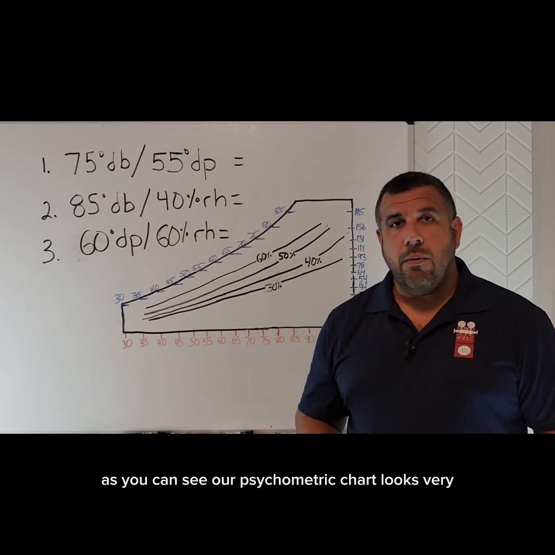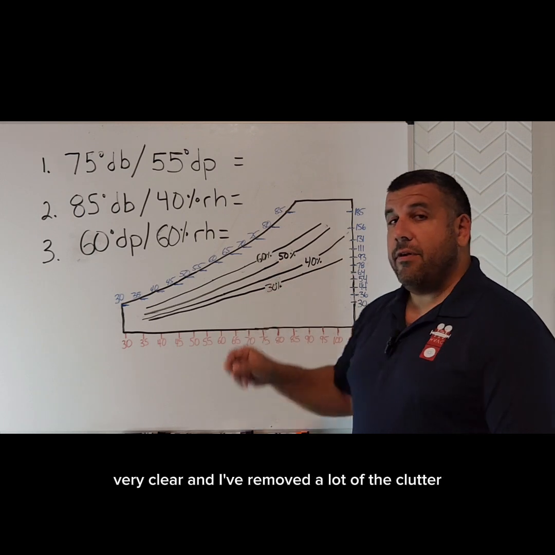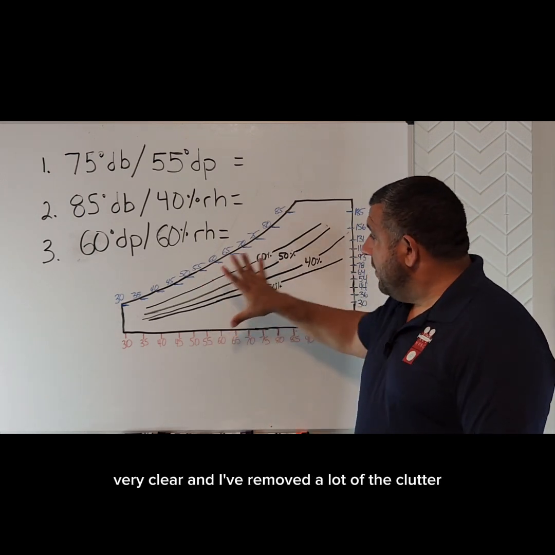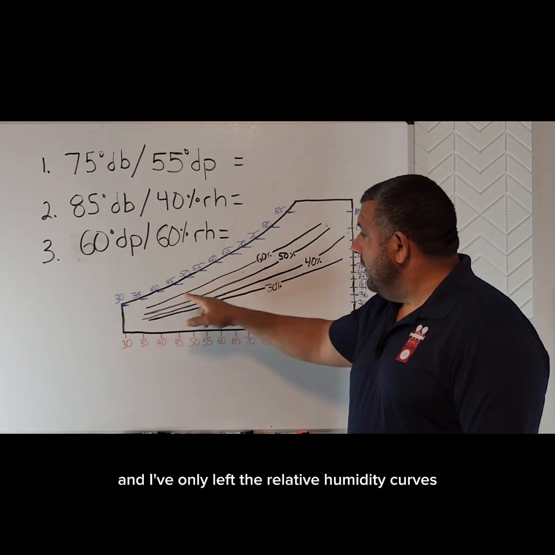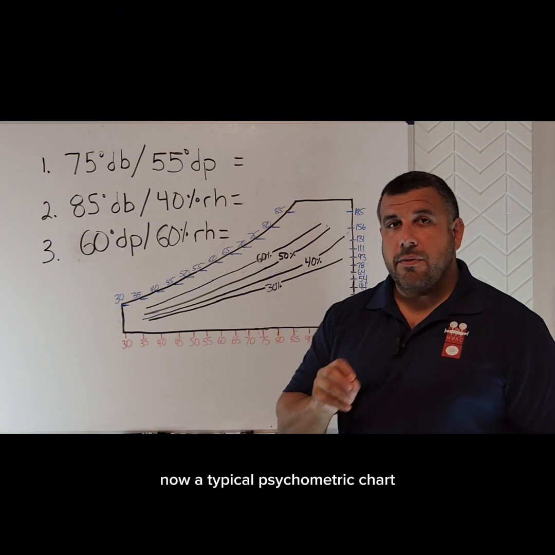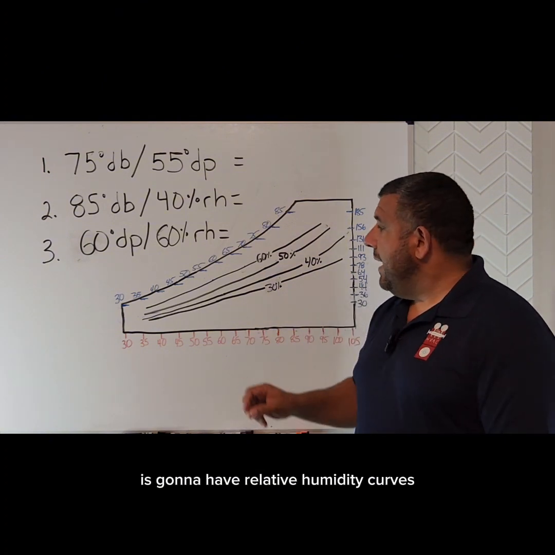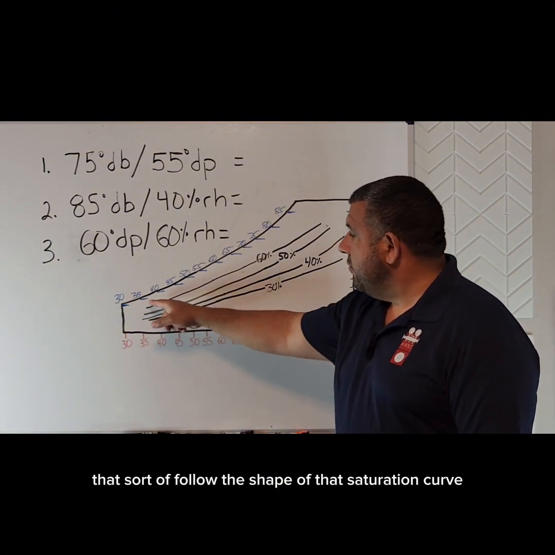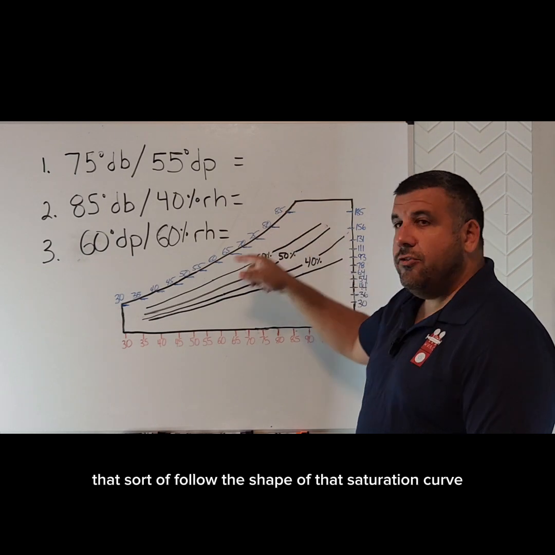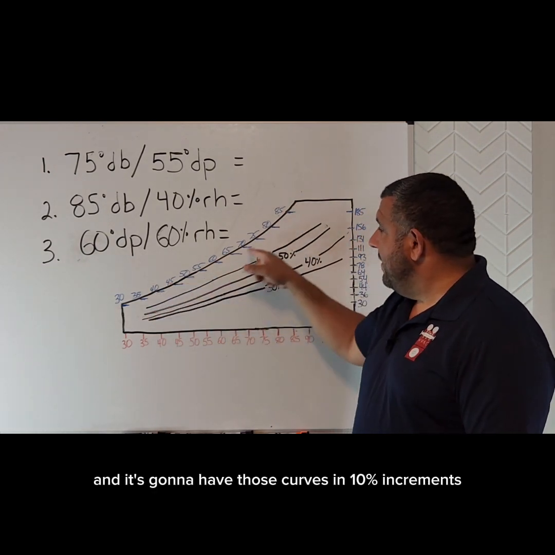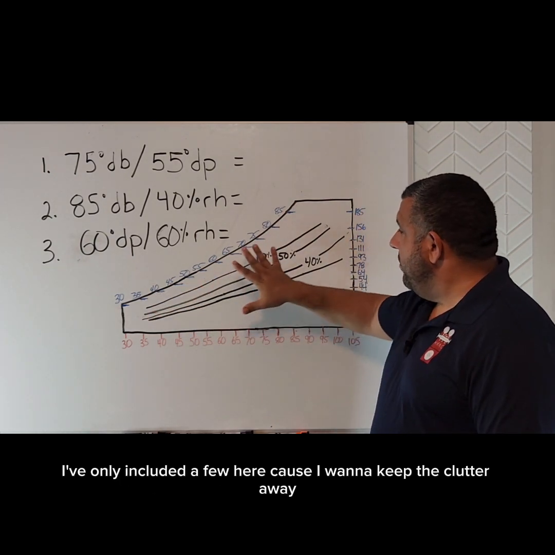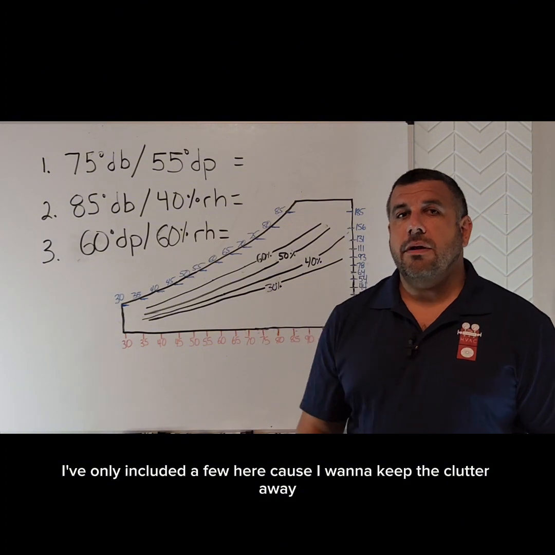As you can see, our psychrometric chart looks very, very clear. I've removed a lot of the clutter, and I've only left the relative humidity curves. Now, a typical psychrometric chart is going to have relative humidity curves that follow the shape of the saturation curve, and it's going to have those curves in 10% increments. I've only included a few here because I want to keep the clutter away.